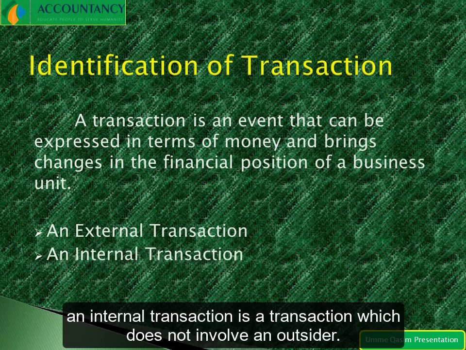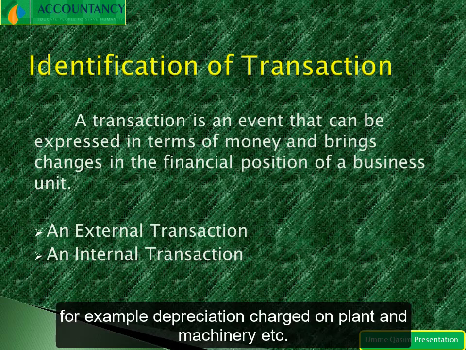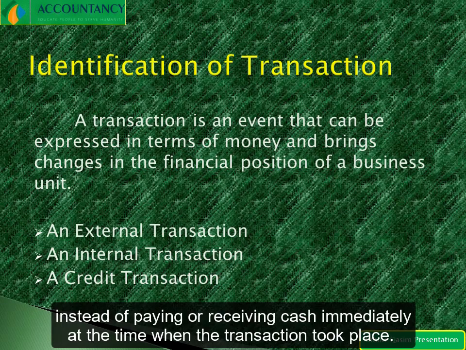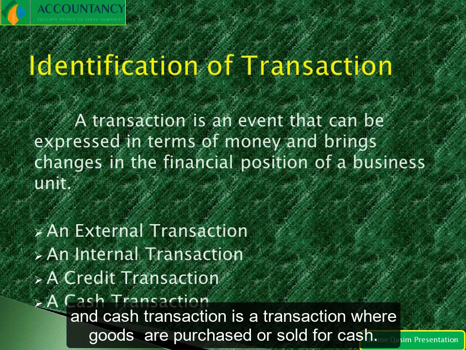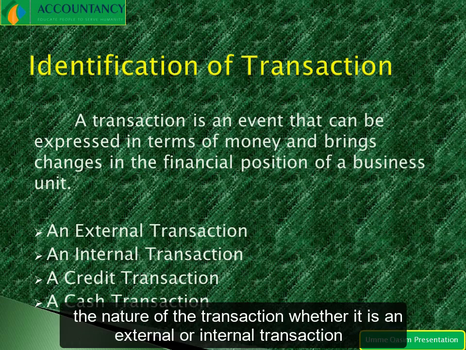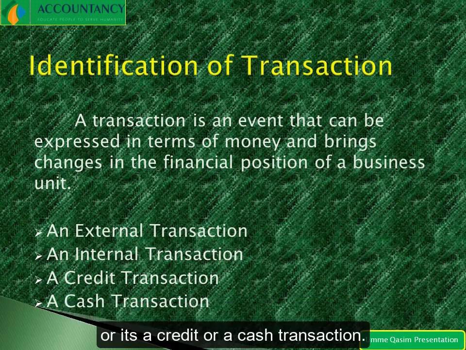An internal transaction is a transaction which does not involve an outsider. For example, depreciation charged on plant and machinery, etc. A credit transaction is a transaction where goods are purchased or sold on credit instead of paying or receiving cash immediately at the time when the transaction took place. And a cash transaction is a transaction where goods are purchased or sold for cash. So, in accounting cycle, the first step is to identify the nature of the transaction, whether it is an external or internal transaction, or it's a credit or a cash transaction.